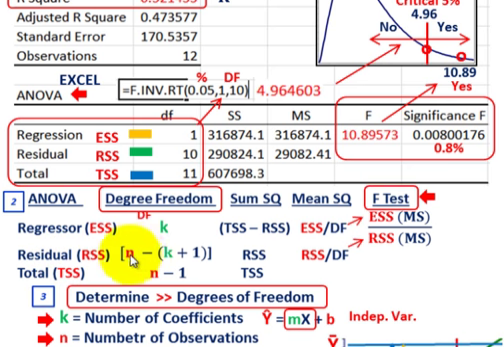Now the degrees of freedom for that is N minus k plus 1 here. That k plus 1, subtract that from n, the number of observations, that's going to be the residual degrees of freedom here. And if we go up to our quantity here, we have 10 here.